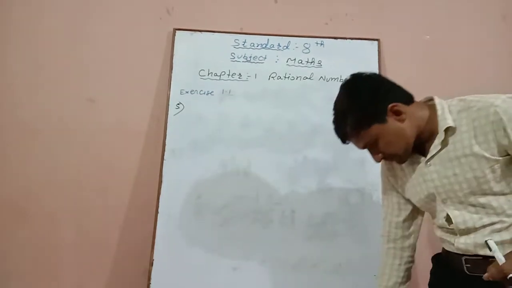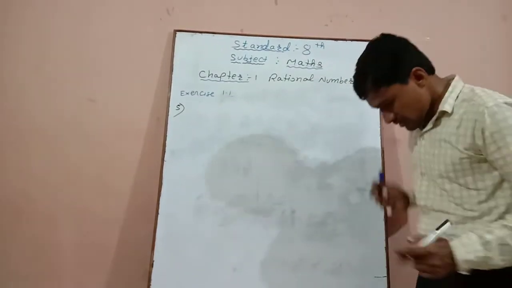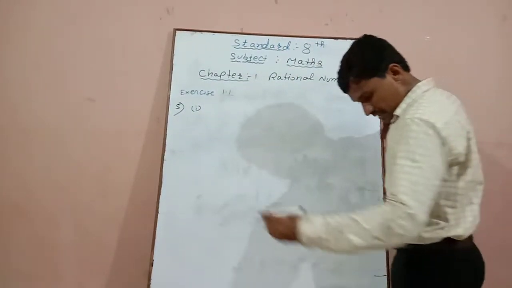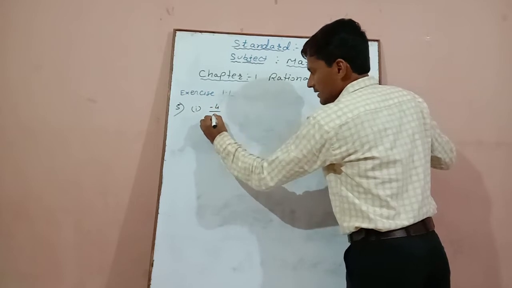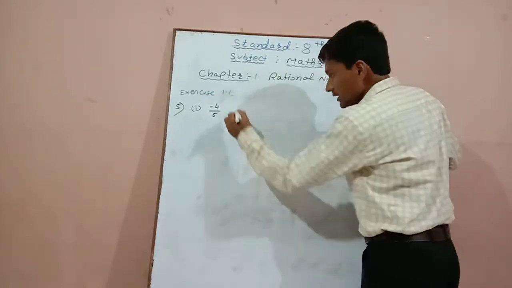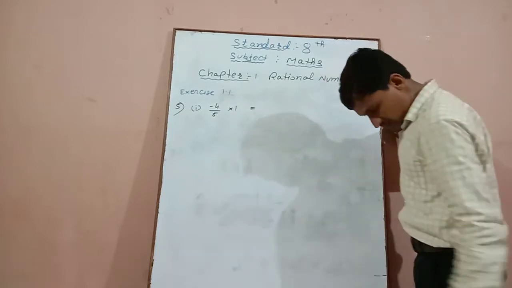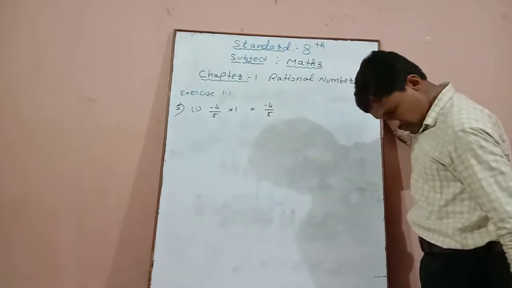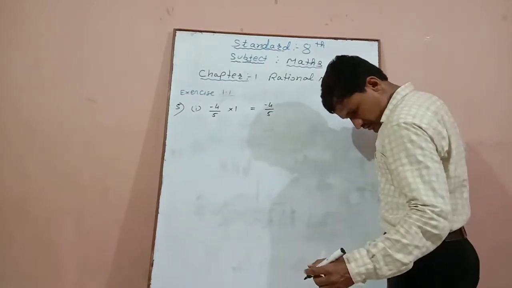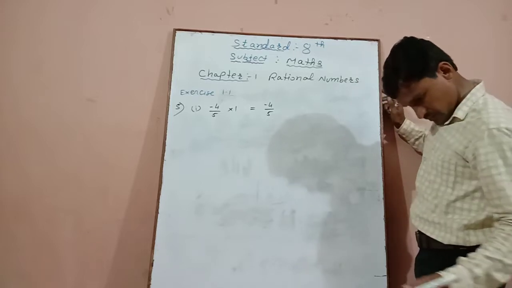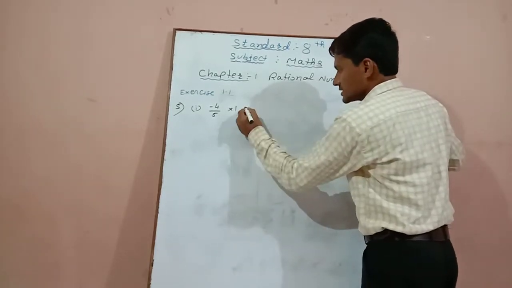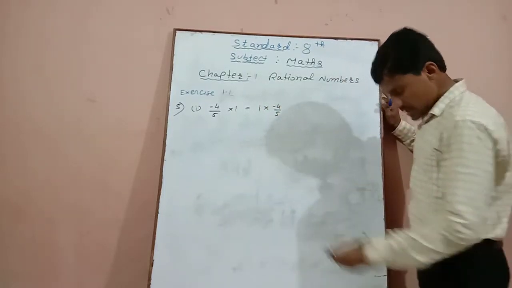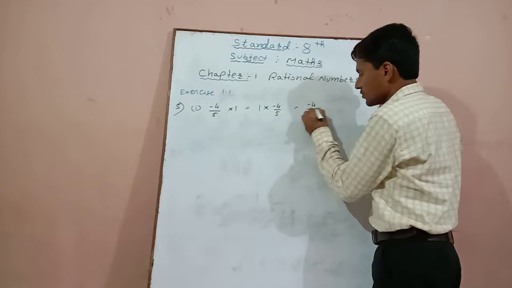First question is main question number 5, sub question number 1. Minus 4 divided by 5 into 1 is equal to minus 4 divided by 5. 1 into minus 4 divided by 5 is equal to minus 4 divided by 5.